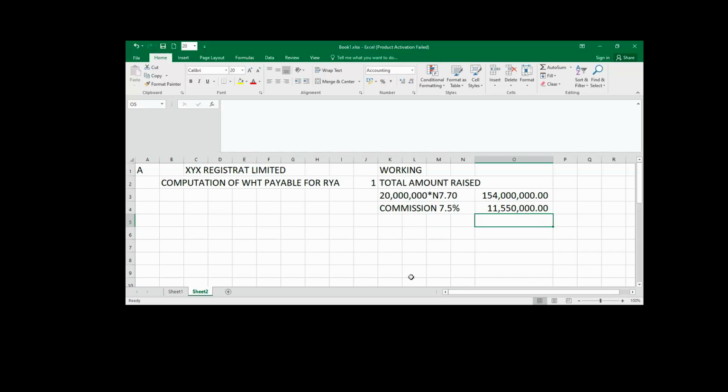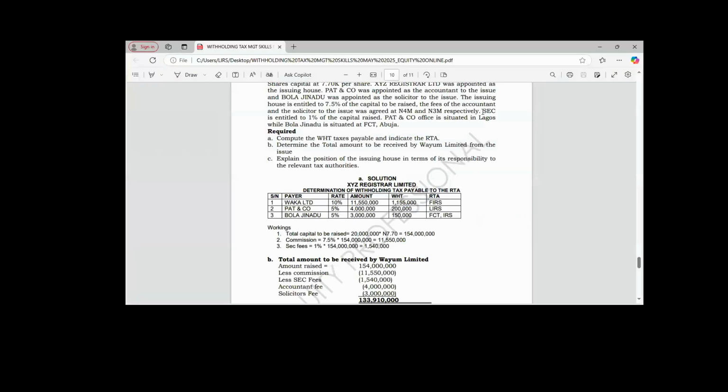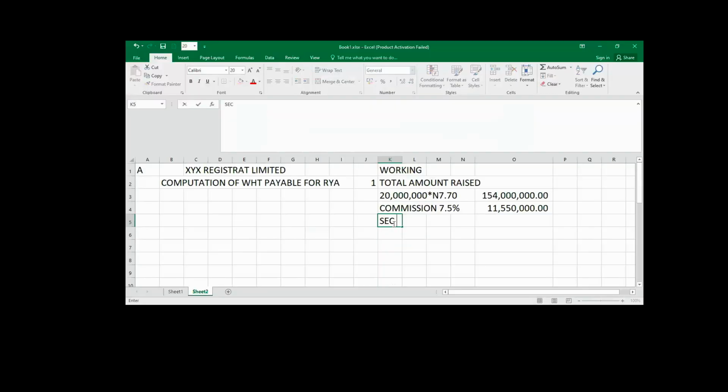So that is the commission which is going to be collected by XYZ Limited. They also told us that SEC is going to collect 1% of the amount raised. So we need to also get how much SEC is going to collect. We calculate the SEC fee, the Security and Exchange fee, which is 1% of 154 million. How much will that give us?